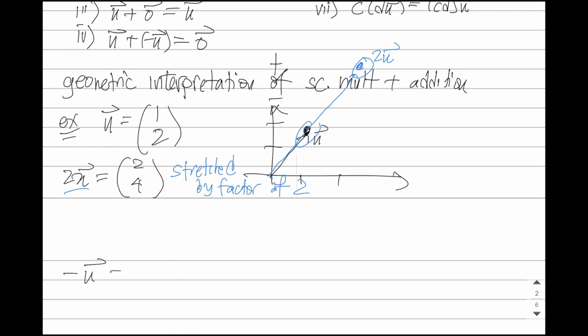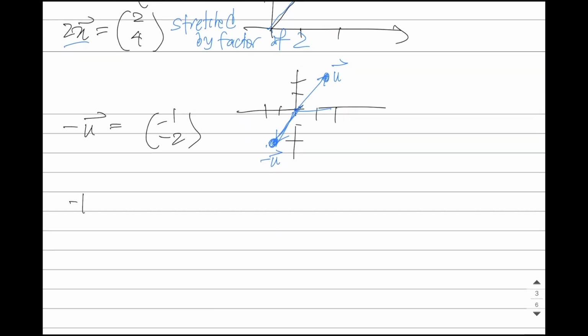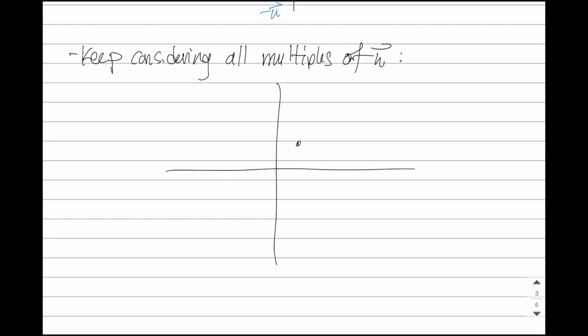If I were to do something like negative u, I'll have negative 1, negative 2. This is where my vector u is, and negative u ends up being down here. And so what happens is that putting a negative sign in the front just flips the direction. So if I keep considering all multiples of u, I end up getting a nice little picture. So if u lives up here, u is really just a dot. I found from earlier from the definition that I'd get a 2u here. 3u would live 3 times as far. 4u would live up there, and the same thing would happen down here.